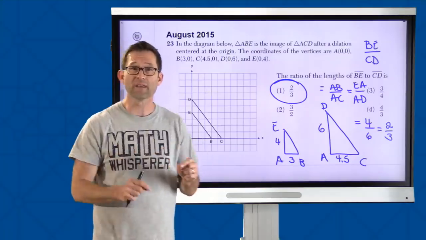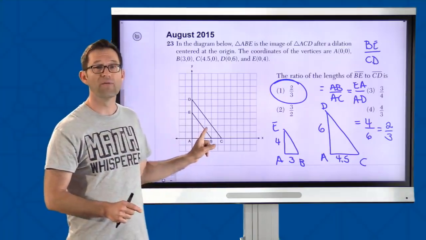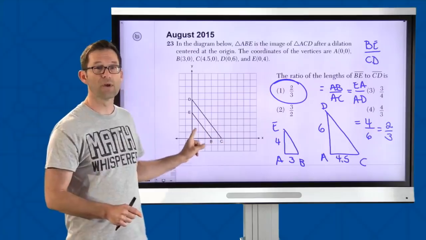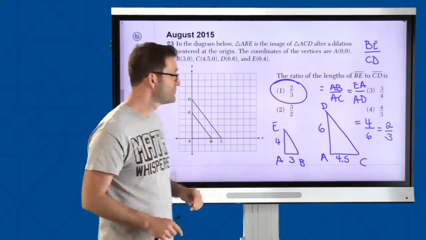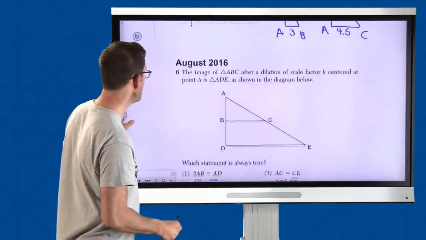And what they're really testing is, do you know that the ratio of this to this is the same as the ratio of this to this? 2/3. All right, let's keep going.